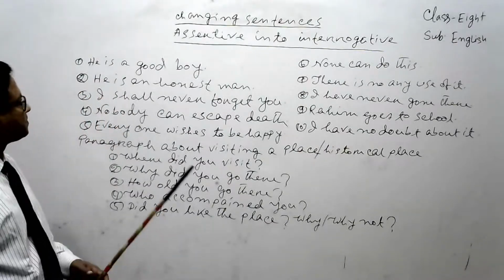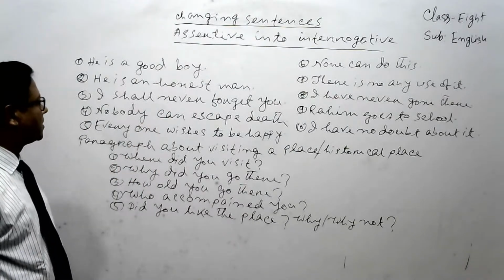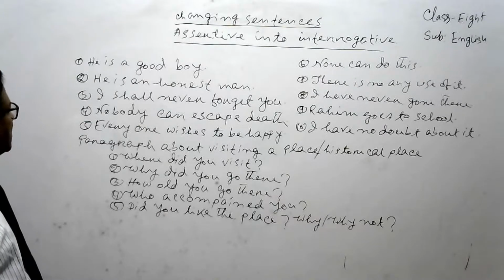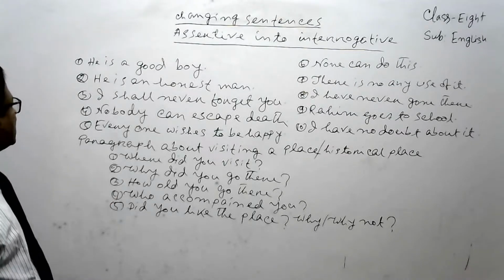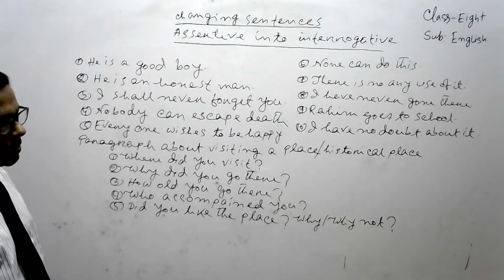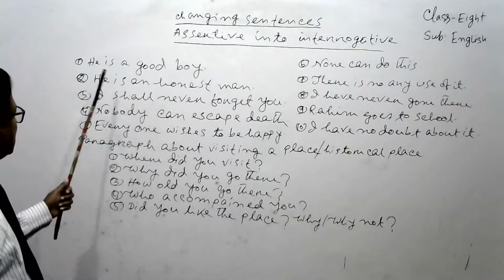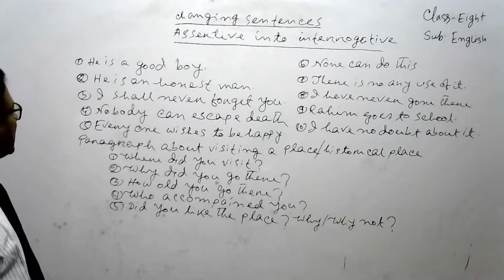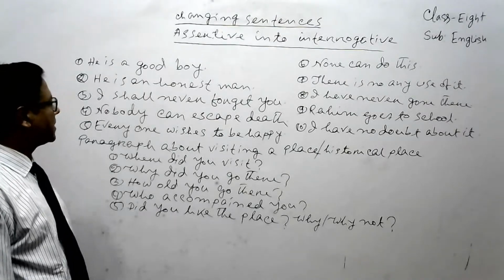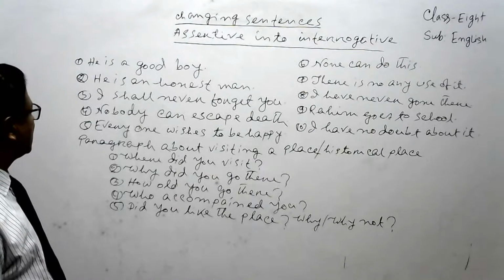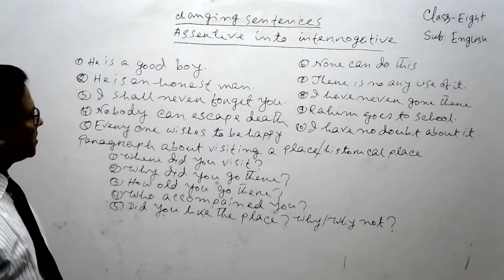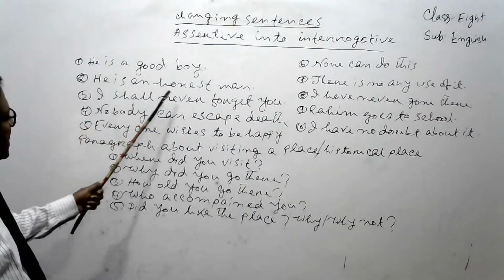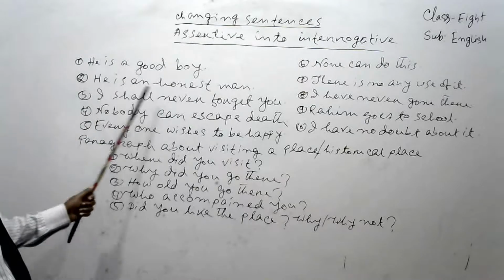Here you can see, he is a good boy. Its transformation will be, is he not a good boy? Or, is he a bad boy? We can say it in these two ways. When I say, is he a bad boy, its structure is like, is he not a good boy? It means he is a good boy. So it is transformation. He is an honest man. Is he not an honest man?